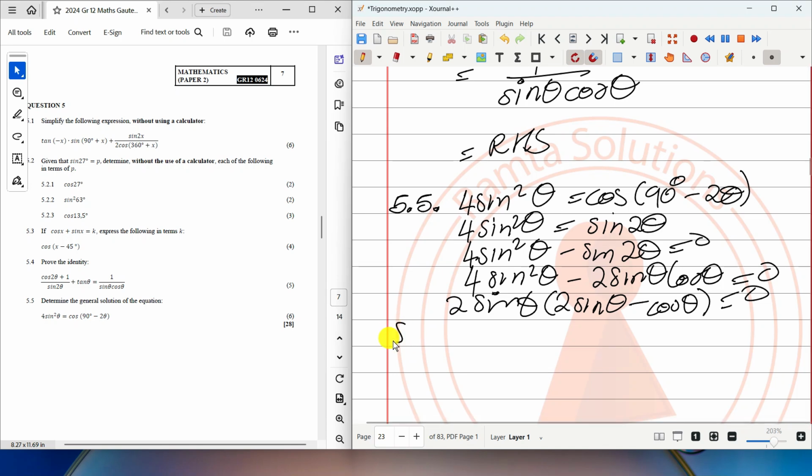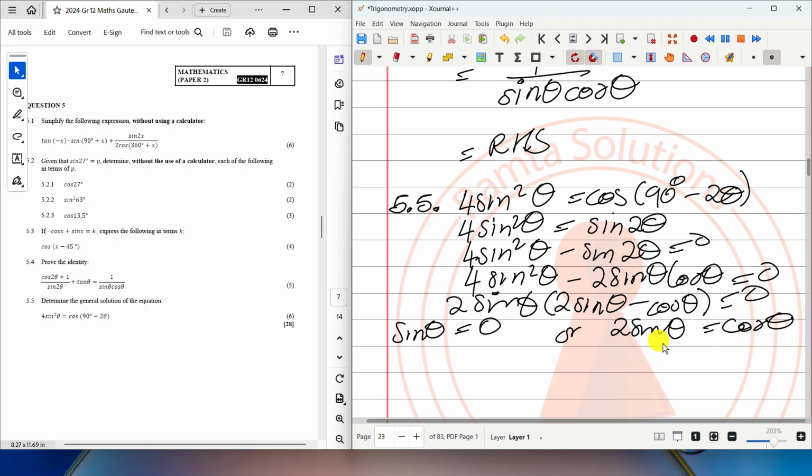So we have sine theta equals 0 or 2 sine theta equals cos theta. Divide throughout by cos theta, and by 2. It will mean that you have tan theta rather is equal to half. Okay, tan theta is equal to half.